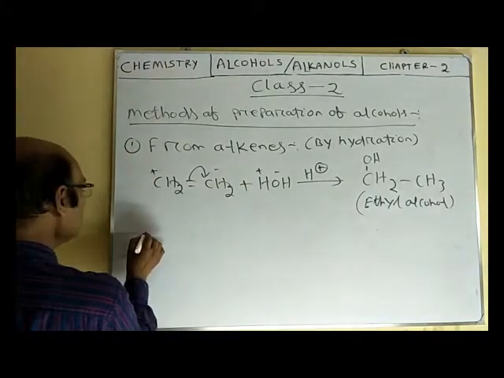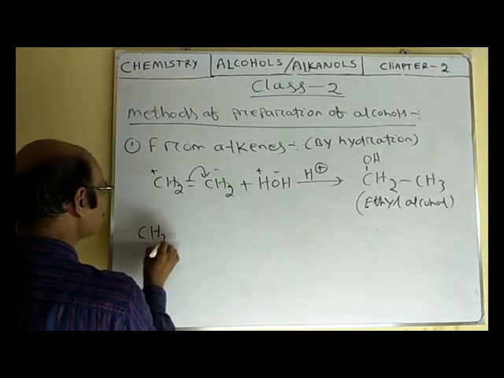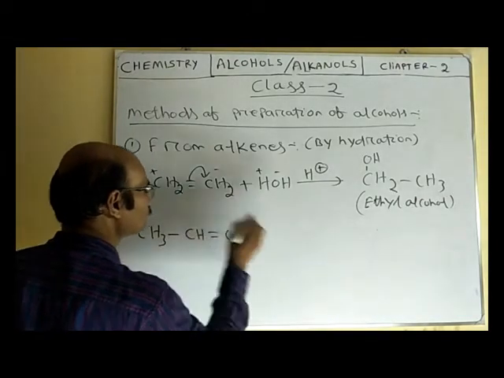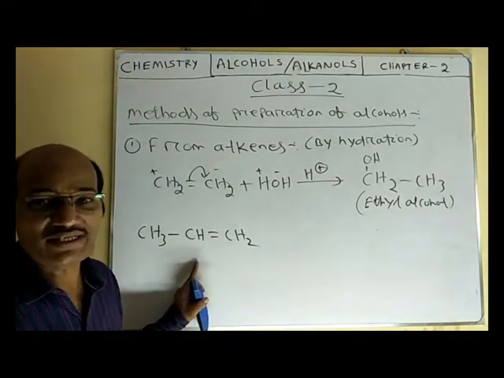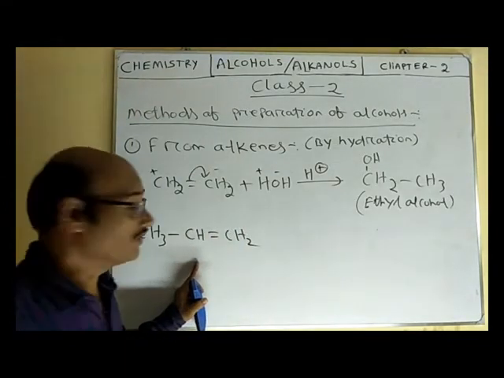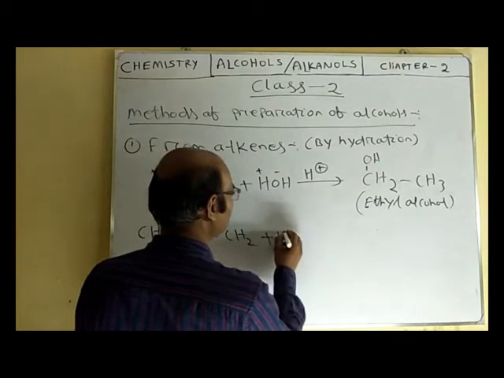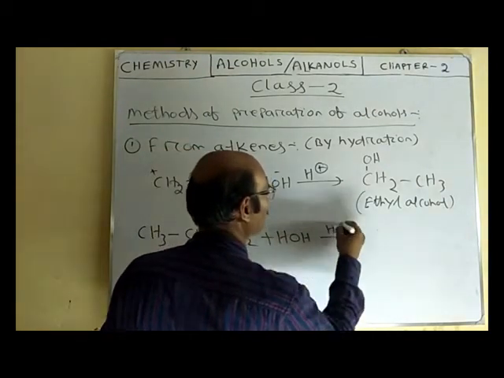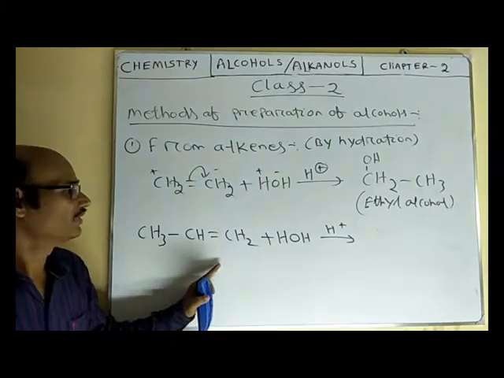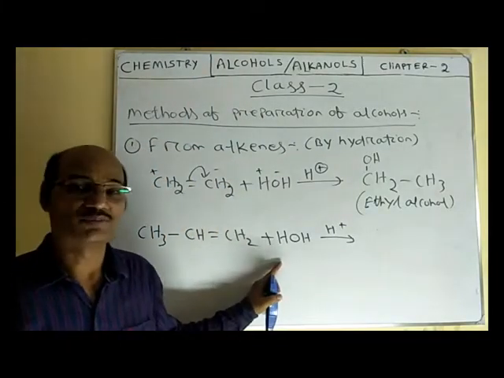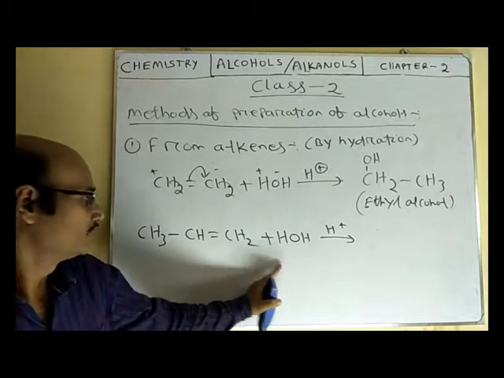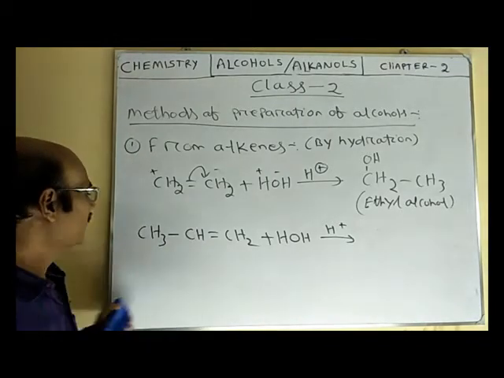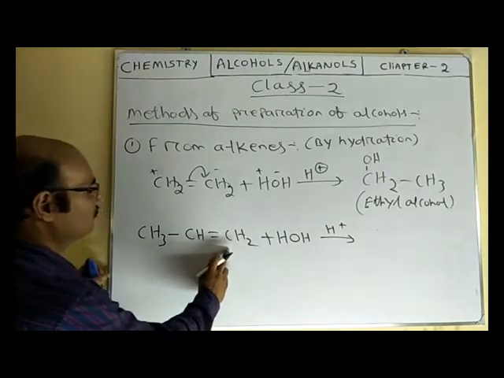Now, if I have CH3CH=CH2, an unsymmetrical alkene, and here I add H-OH with H plus, the product will be something different. Here we will apply Markovnikov's rule, because this is an unsymmetrical alkene.